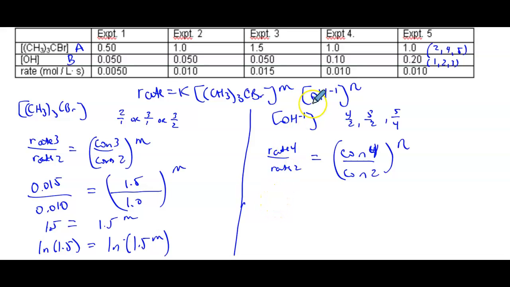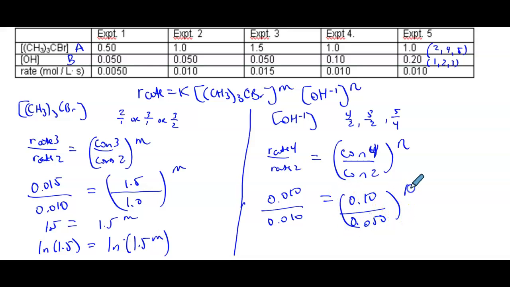So now we're going to look at rate 4, which is right here, over rate 2, which is right here, equals concentration of 4 for who? This one that we're solving for. So that's going to be 0.10 over concentration 2, 0.050, all raised to the n power. Double checking my numbers here.